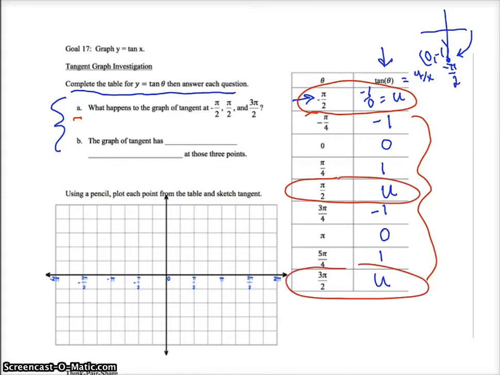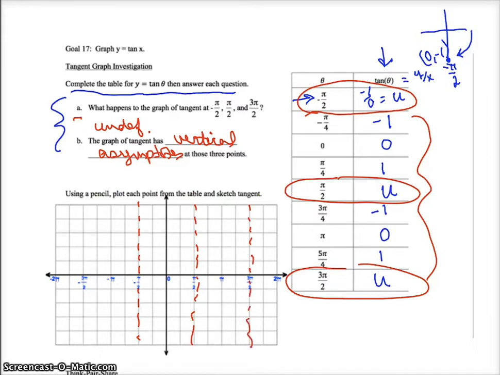Hopefully you recognized that tangent is undefined at all of those points. So we could say that the graph of tangent would have vertical asymptotes at those 3 points. So let's sketch vertical asymptotes at negative pi over 2, positive pi over 2, and 3 pi over 2. And then I want you to go ahead and plot the other points: negative pi over 4, -1; 0, 0; pi over 4, 1; 3 pi over 4, -1; pi, 0; and 5 pi over 4, 1.